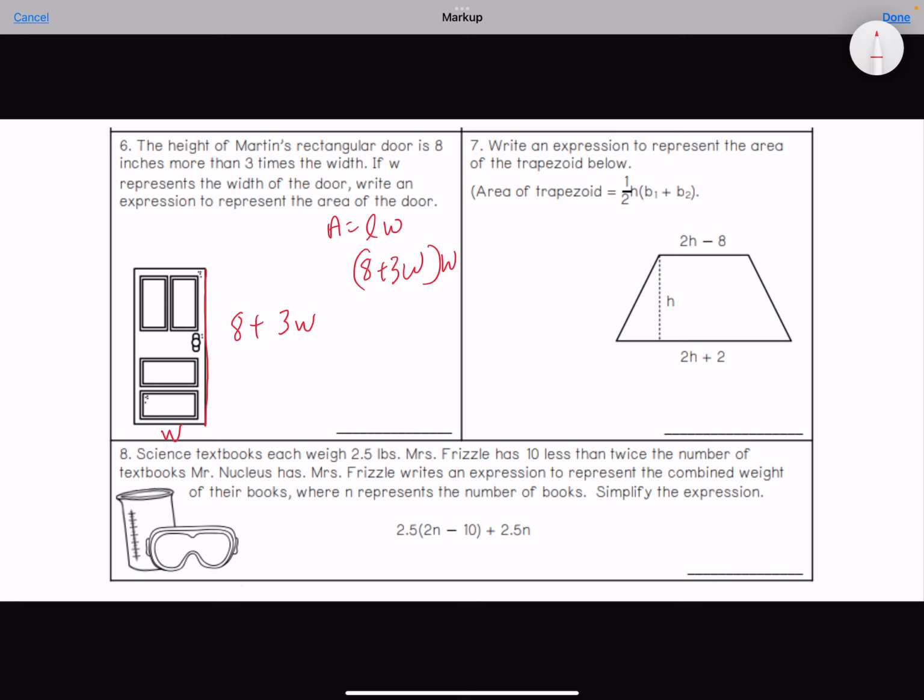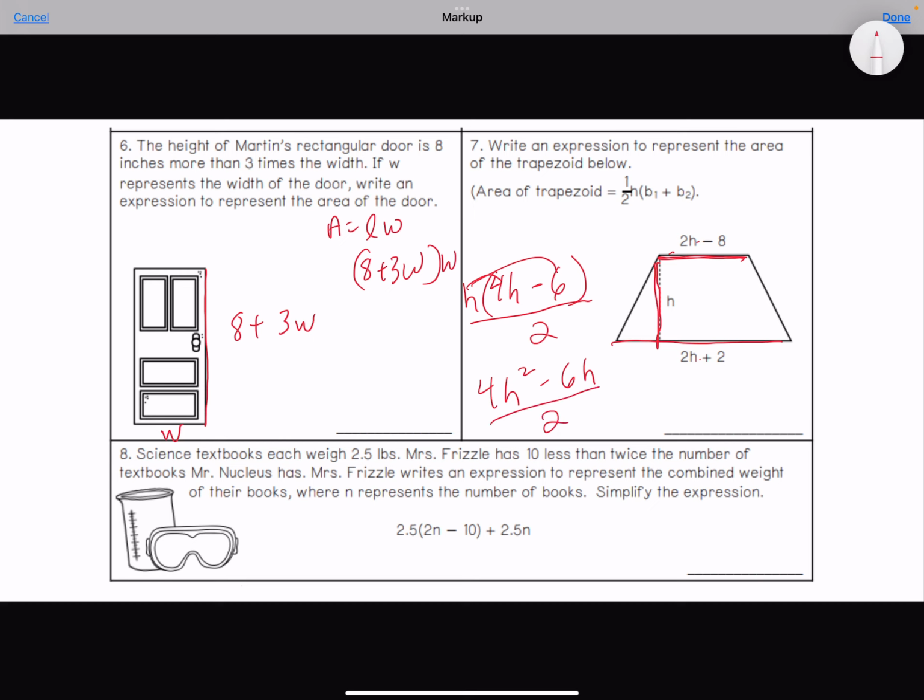And the same thing here. Area of a trapezoid is base plus base, so we're combining like terms. Instead of combining like terms at the end, you're combining like terms at the start. So I have 2h plus 2h is 4h. Negative 8 plus 2 is negative 6. Now I'm going to multiply it by the height, which is h, and then I'm going to divide by 2. Distribute. I have 4h squared minus 6h divided by 2.